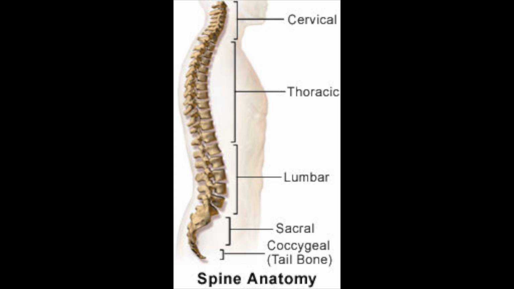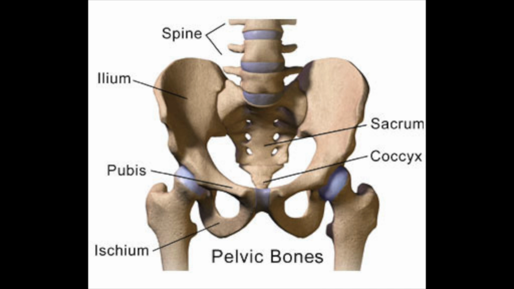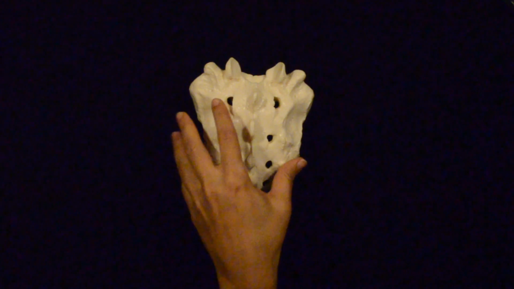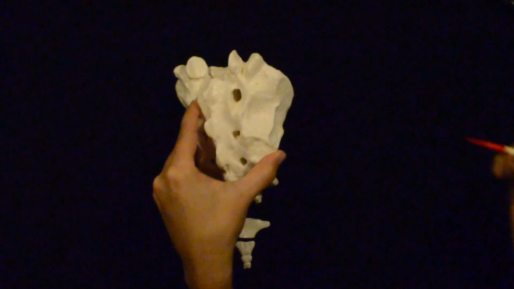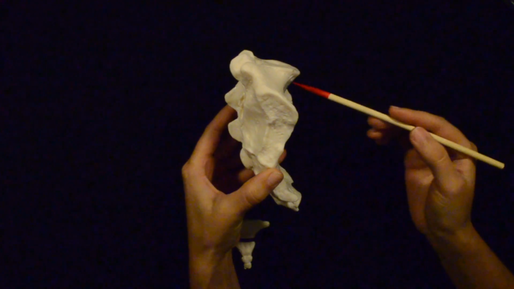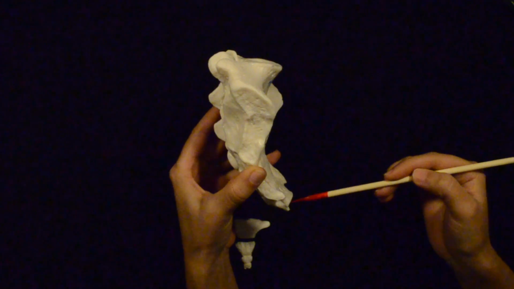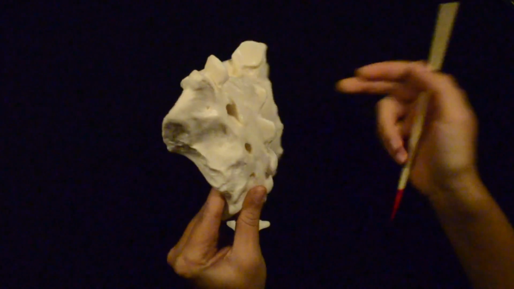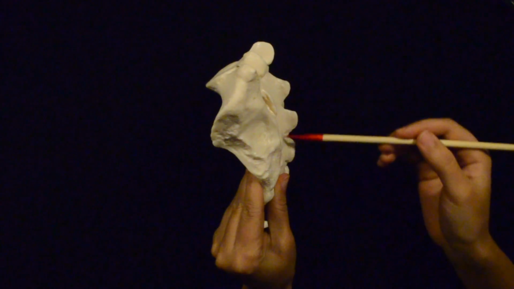The sacrum is a triangular shaped bone located at the inferior end of the spine. It is wedged between the two ilia and makes up the posterior portion of the pelvic cavity. Anteriorly, the sacrum has a concave shape. Posteriorly, it is convex.